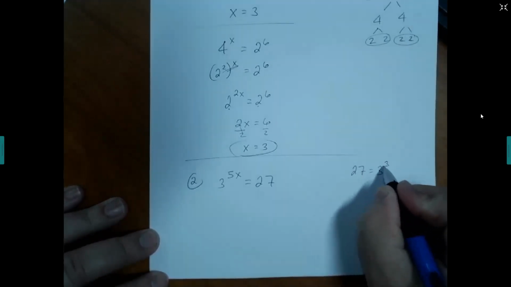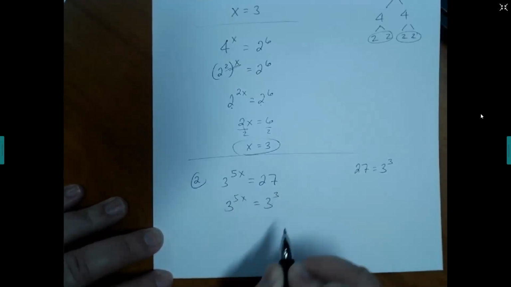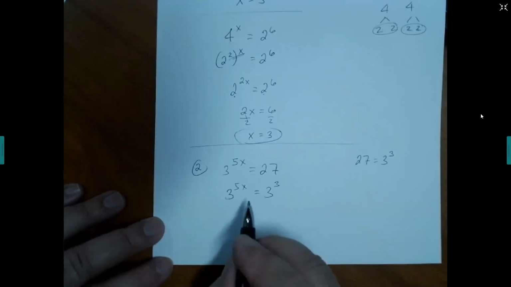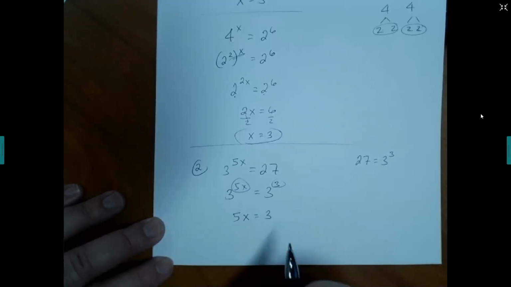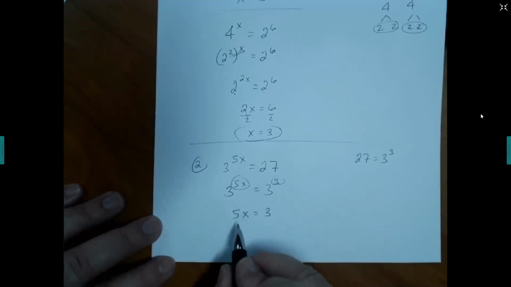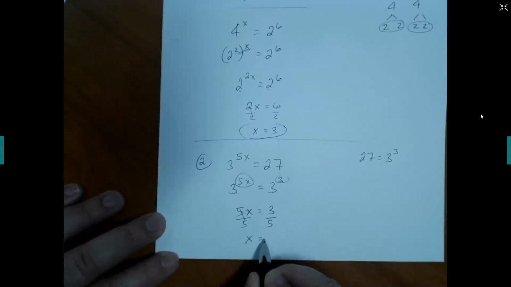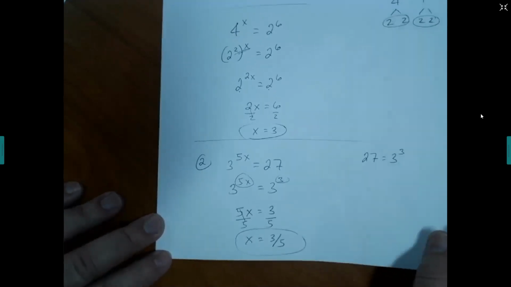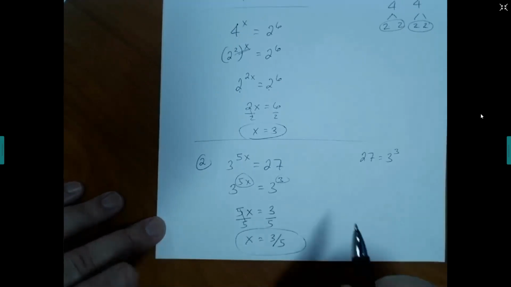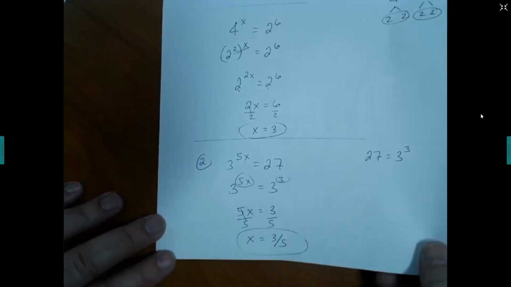27 is 3 times 3 times 3. So it's 3 to the power 5x equals 3 to the power 3. Since the bases are the same, we just have to look at the exponents. 5x is equal to 3. So the answer is x is 3/5. So the first step, when you have this kind of thing, always try to see if you can get the same bases and just compare the exponents.